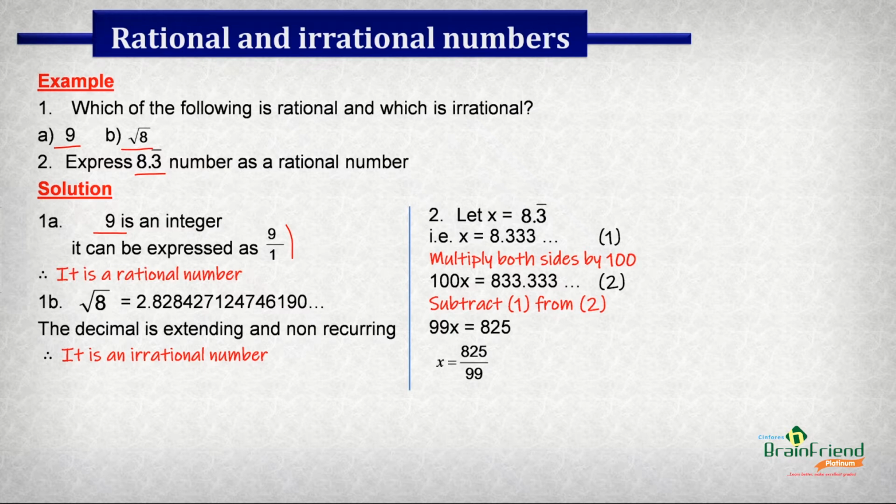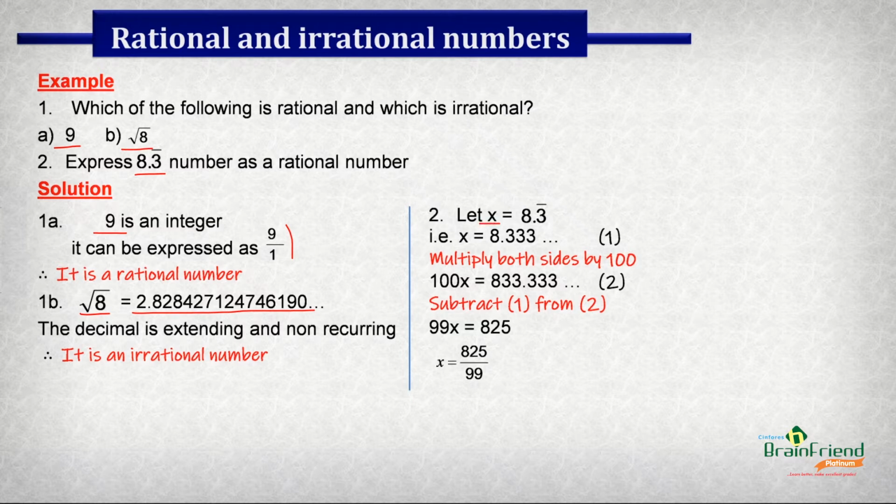How about the number root 8? Using the calculator, when we punch root 8, we will have a very long extending decimal number. This tells us that root 8 is an irrational number. Secondly, let's express 8.3 bar as a rational number.